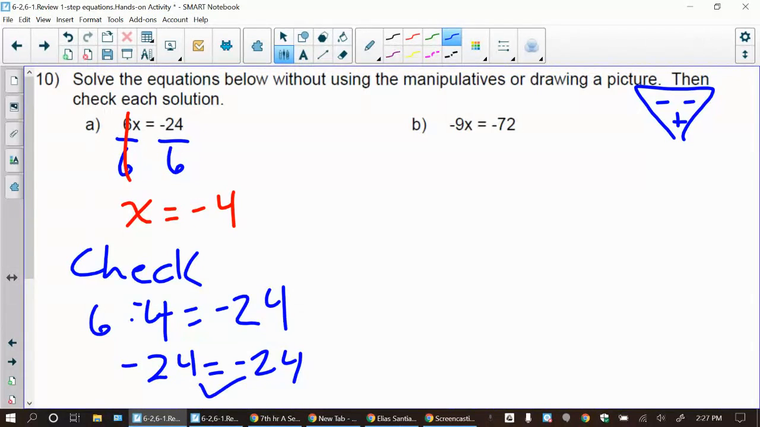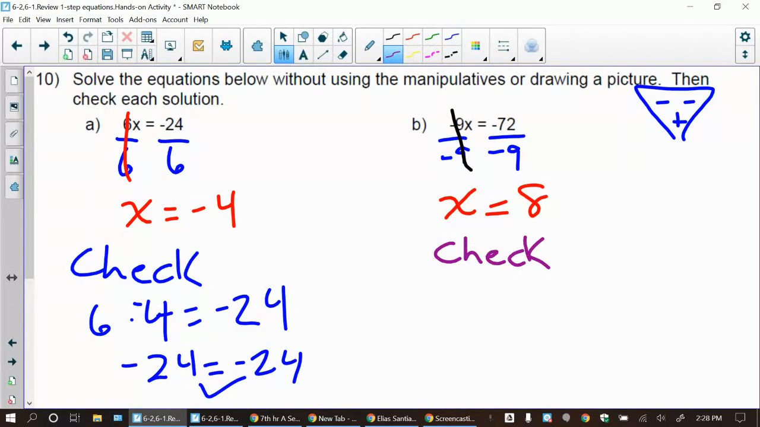The opposite of multiplication, division. What number am I going to divide on both sides? Well, the negative 9. The opposite of having to owe somebody money is having money. So x equals a positive 8. Then check your work. Okay, is a negative 9 8 times going to equal negative 72? It does.